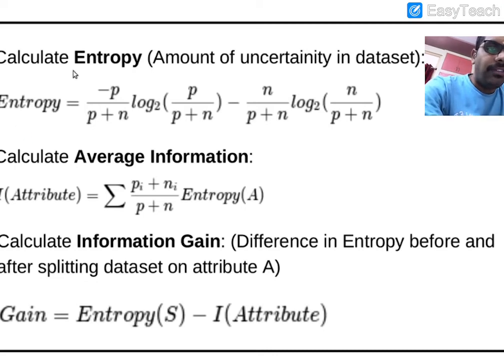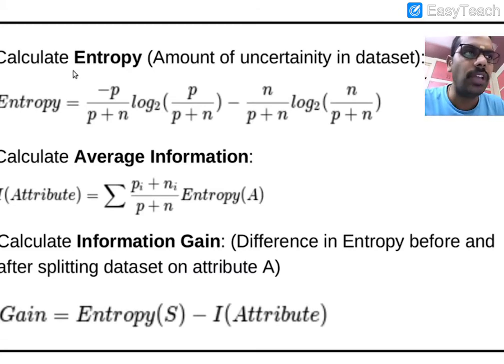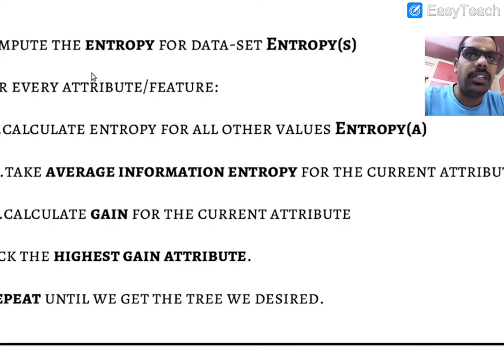And average information, which we computed with this formula. So here, by subtracting average information from entropy, we are going to get the gain. Whatever attribute has the highest gain will be placed at the root node. That is the thing we are going to learn. Don't get confused, it is very simple. If you go through the example, it will be clear for you.